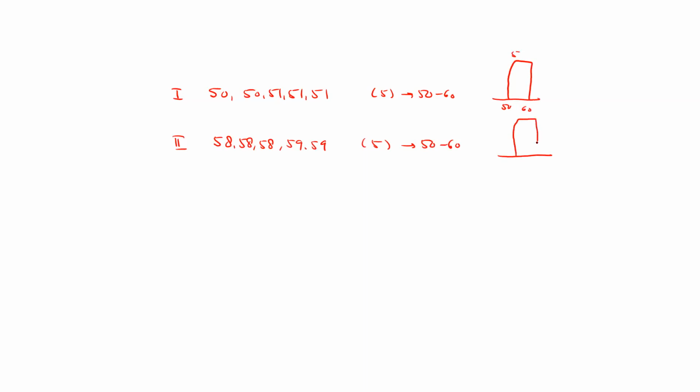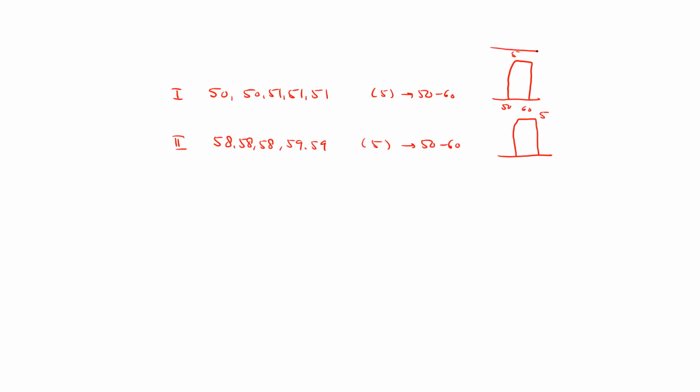Suppose we have two sets of observations. In the first set, we have observations like 50, 50, 51, 51, 51, right? So we have 5 observations in the range 50 to 60. If we construct the histogram, this bar would be from 50 to 60 and it has a frequency of 5. In the second set, we have observations like 58, 58, 58, 59, 59. Again we have 5 observations in the range 50 to 60, 60 not included because it is an exclusive type. So again, if we develop the histogram, the corresponding bar would also have a length of 5 only.